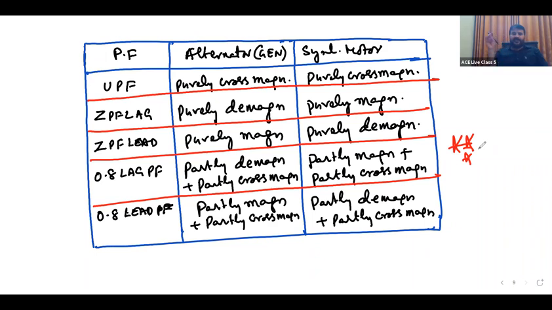Armature reaction for 0.8 lagging power factor: is it generator or motor? You have to wait, and only then answer, because the options will be the same. Only four options: magnetization, demagnetization, cross magnetization. All options are valid for both generator and motor, so you need to see whether it is for generator or motor.